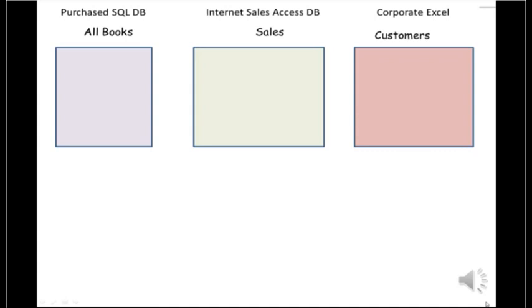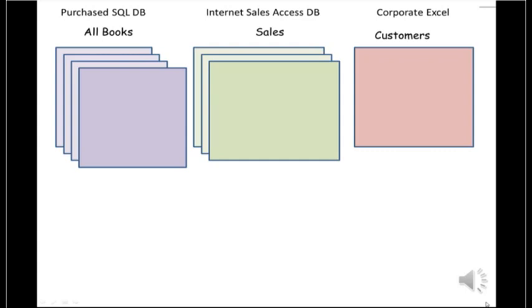Within these data sources, the data is organized by tables, and within those tables by rows and by columns. When I import data from these sources, I can import the entire data source, or I can filter and select just those tables and columns that I want to import.